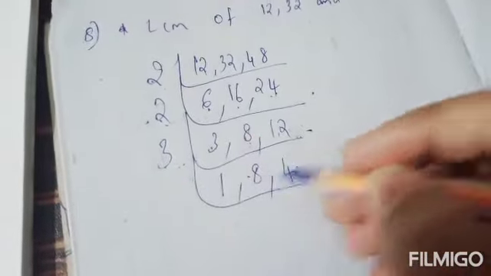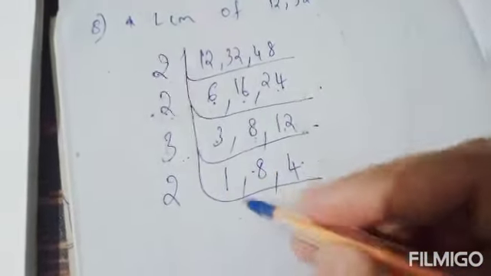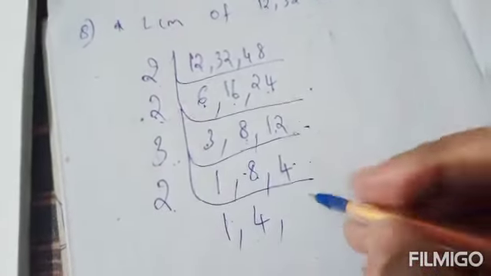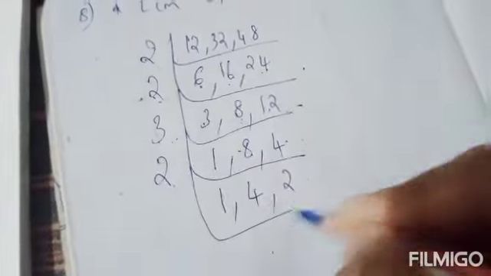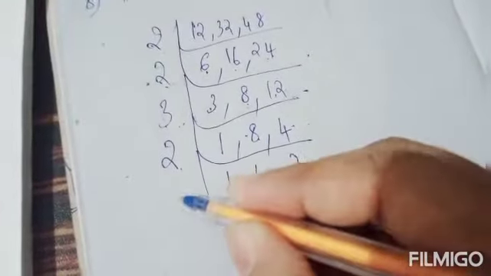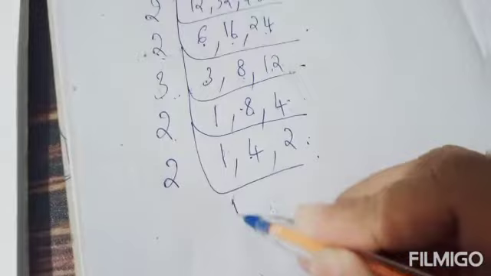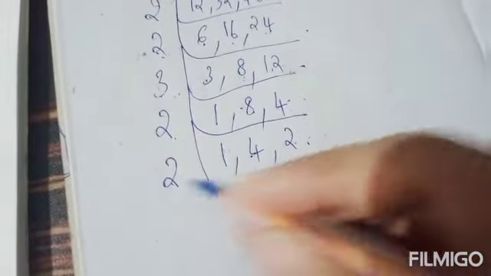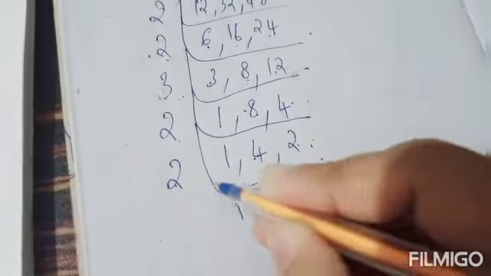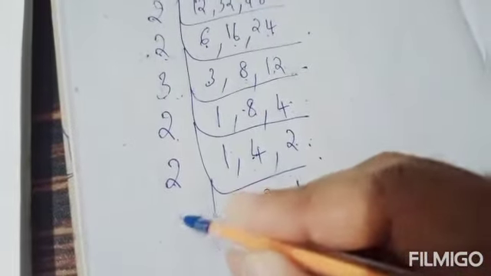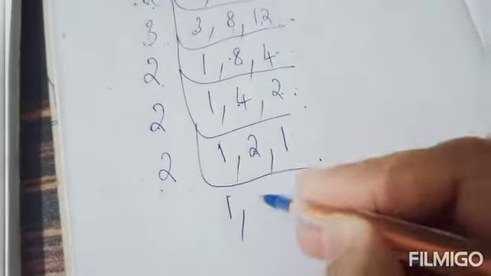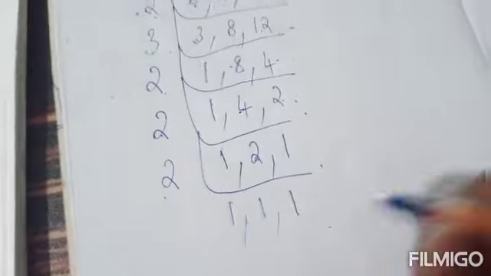Now 8 and 4 are divisible by 2. So 1. 8 divided by 2 is 4. 4 divided by 2 is 2. Now 2 and 4 are divisible by 2. So 1, 4 divided by 2, 2. 2 divided by 2, 1. Now 2 you can divide by 2 only. So 1, 2 divided by 2, 1. Again 1 you got, so you can stop here.